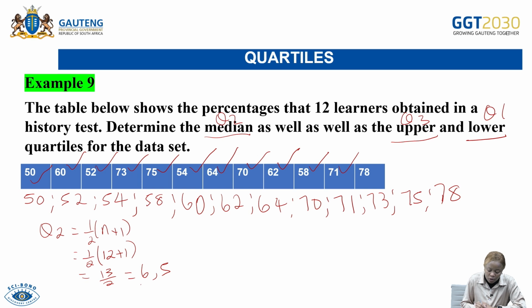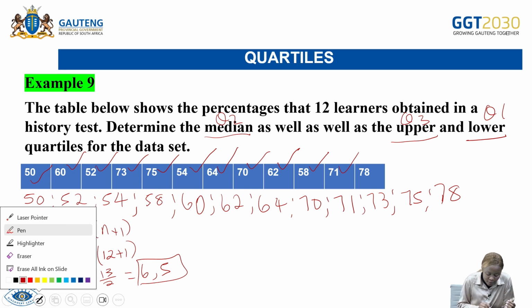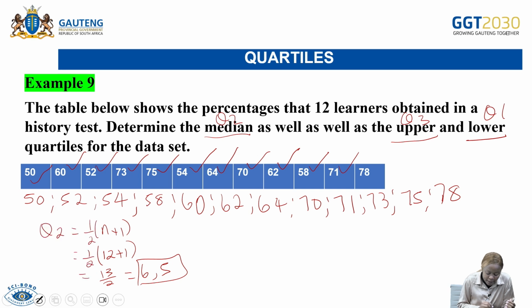Okay, it is 6,5. Remember, the 6,5 is not your median. Don't make a mistake of saying 6,5 is your median. 6,5 is the position of the median. So I go to my data set that I have arranged in ascending order, and I look for position 6,5. Okay, so I've got position 1, position 2, position 3, 4, 5, 6. So position 6,5 is going to be in between here, right?